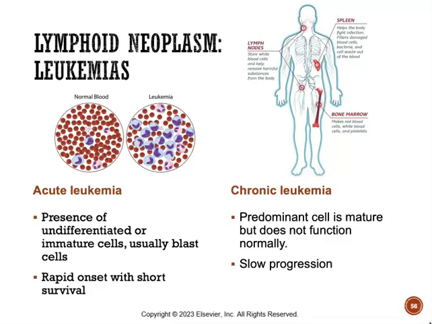Whereas with our chronic leukemia, that progresses slowly, and the abnormal cells are more mature but don't function properly, and will have a gradual impairing of the immune function over time. So the patient may begin in the early stages being asymptomatic, with diagnosis being found typically during routine blood work.